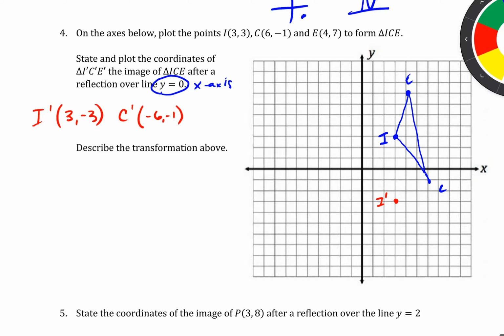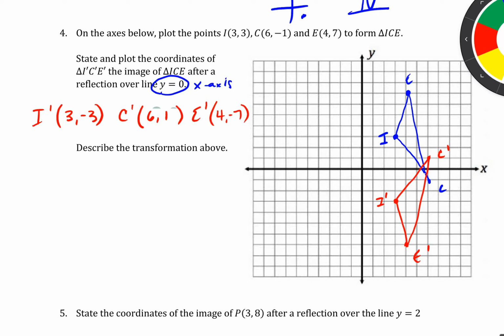Sorry, (6, 1). And E prime is going to become (4, -7). Connect your points using a straight edge. And notice the two triangles slightly overlap each other. Totally fine. That's why I used a different color. It then says describe the transformation above.